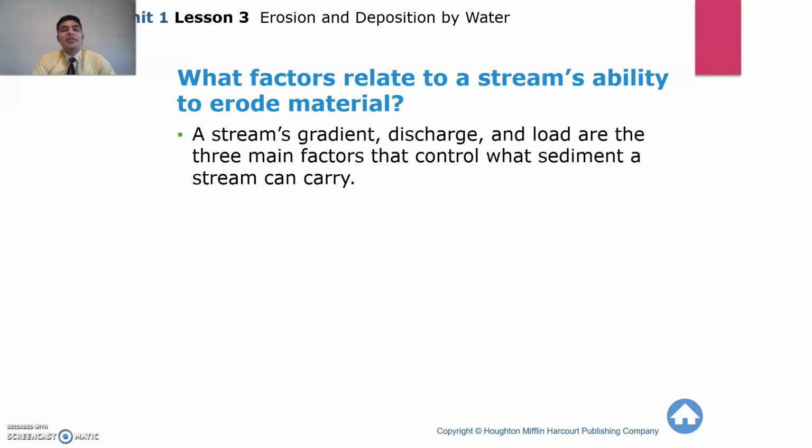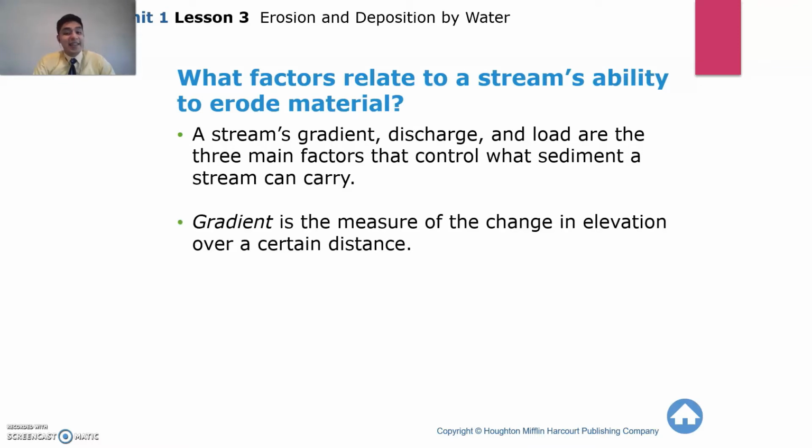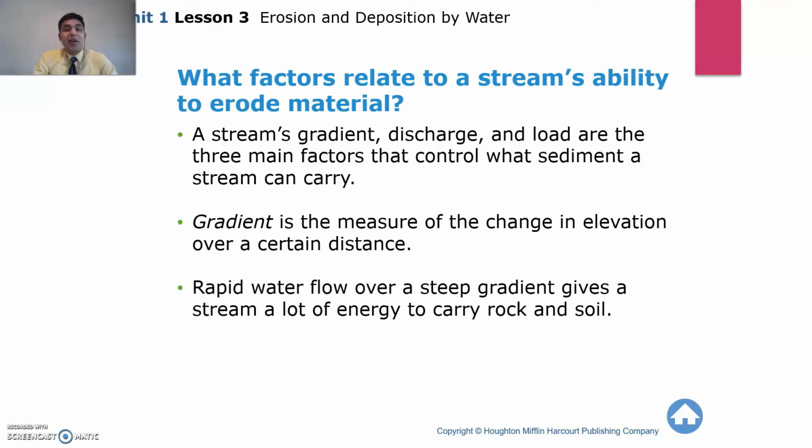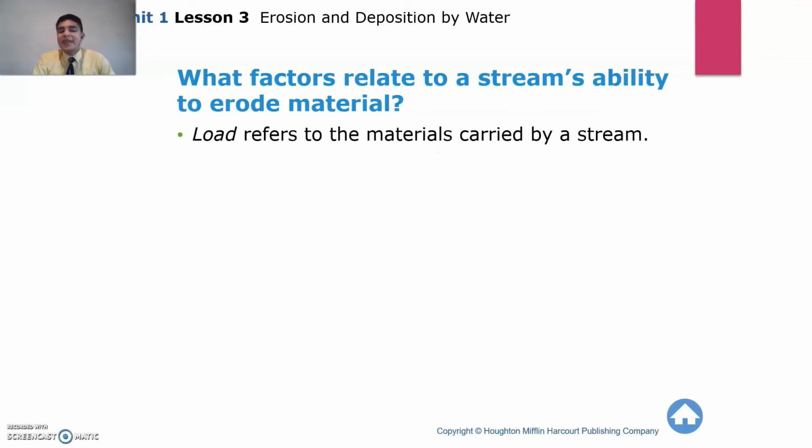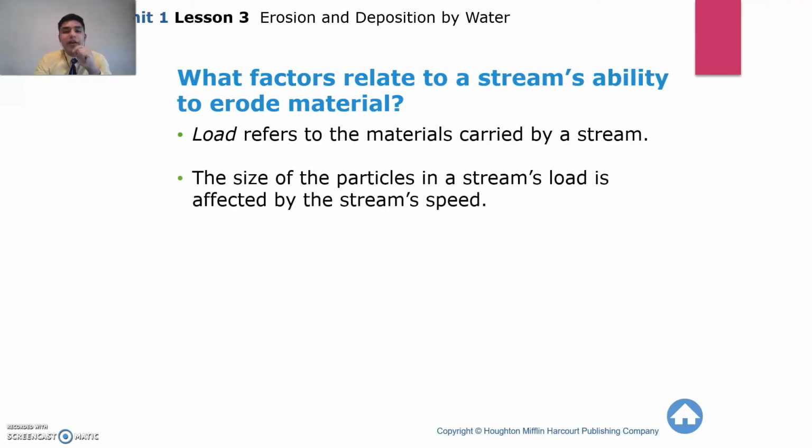A stream's gradient, discharge, and load are the three main factors that control what sediment a stream can carry. Gradient is a measure of the change in elevation over a certain distance. How high or how low is a surface. Rapid water flow over a steep gradient gives a stream a lot of energy to carry rock and soil. So we have that load refers to the materials carried by a stream. How much or how little material is carried by the flow of the water.